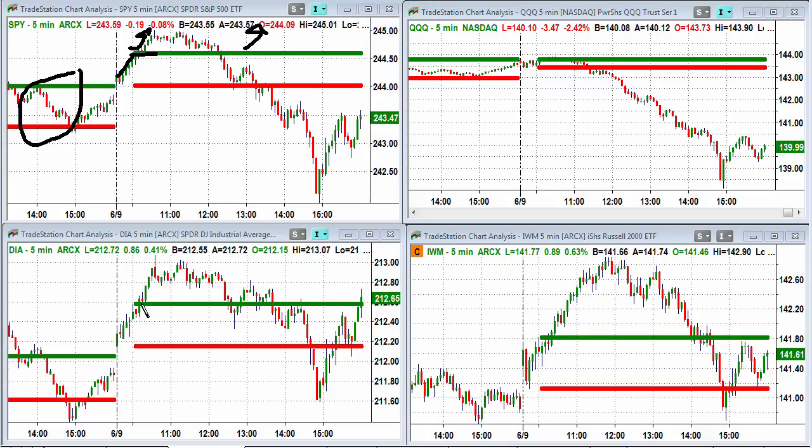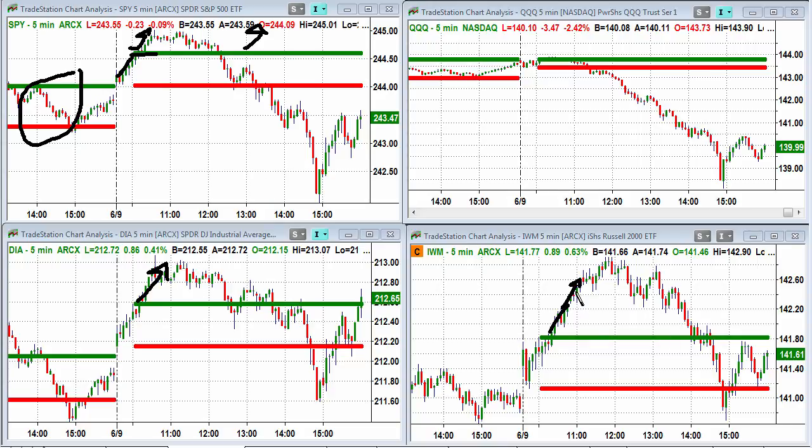If we look at the Dow, it more or less did the same thing. They held above their opening range and looked like they were in pretty good shape. And IWM was extremely convincing. They didn't even pause. They just kept going straight up. So if you were only looking at the SPYs or only looking at the Dow, things looked pretty good.